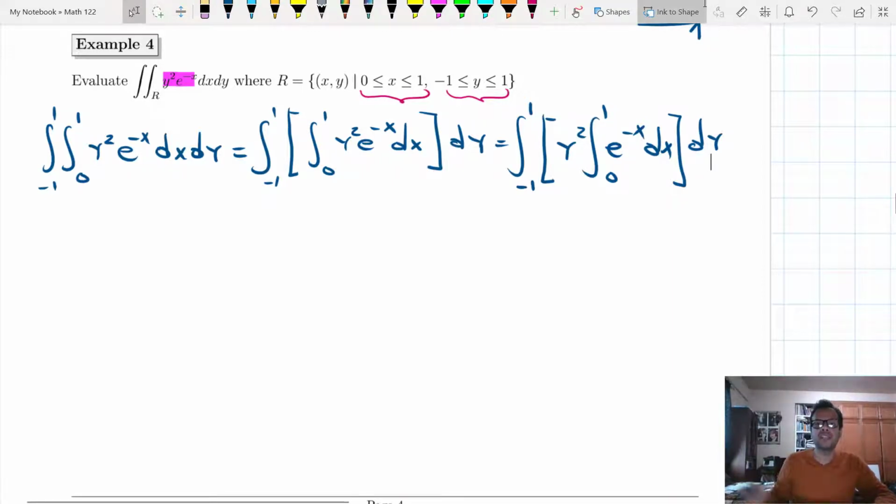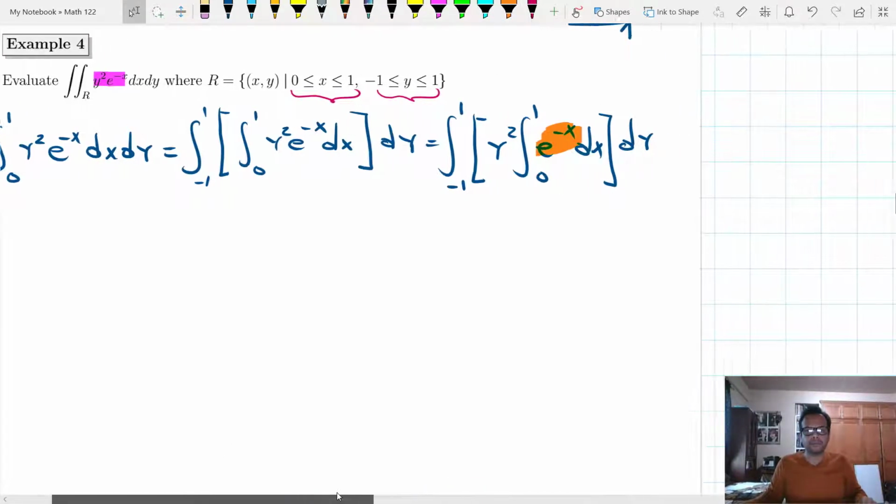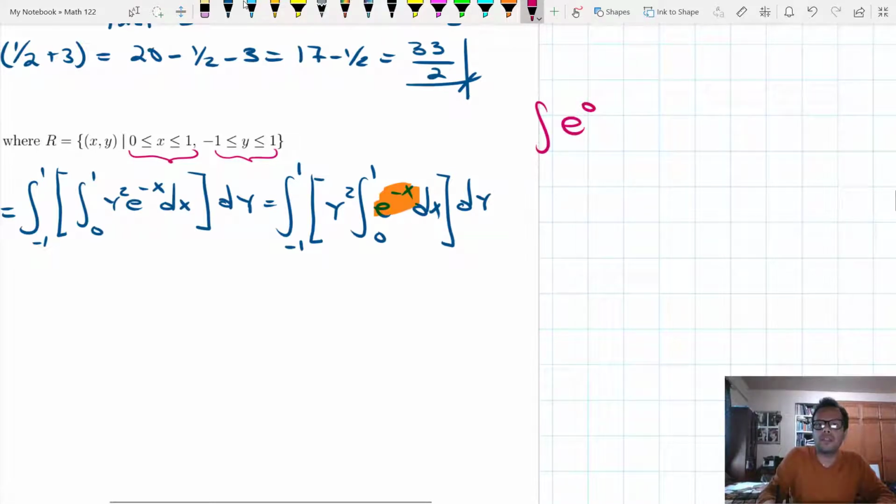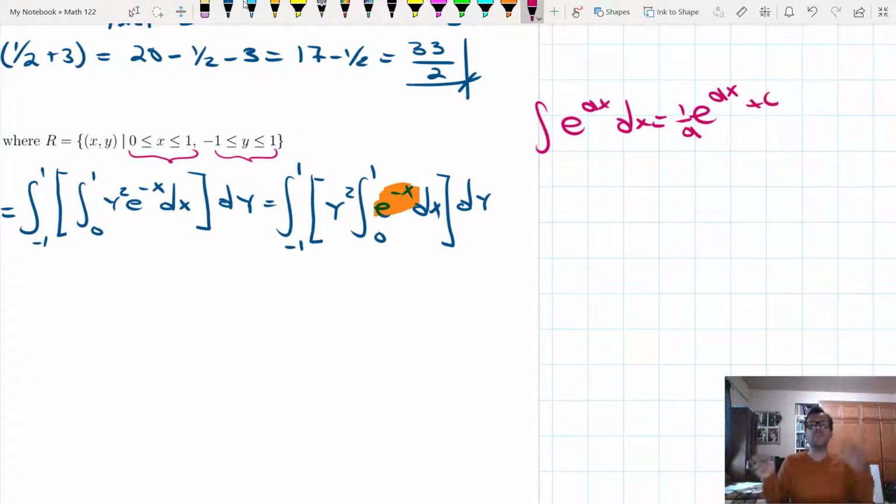Okay, so now let's integrate the function e to the negative x. The integral of e to the negative x, let's recall the formula, right? The formula to integrate e to the ax. Let me write it down here. The integral of e to the ax dx equals e to the ax itself times 1 over a, plus c. Or if it's a definite integral like in this case, we don't use the c.